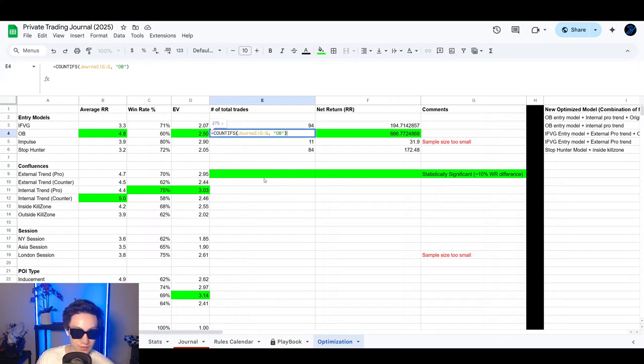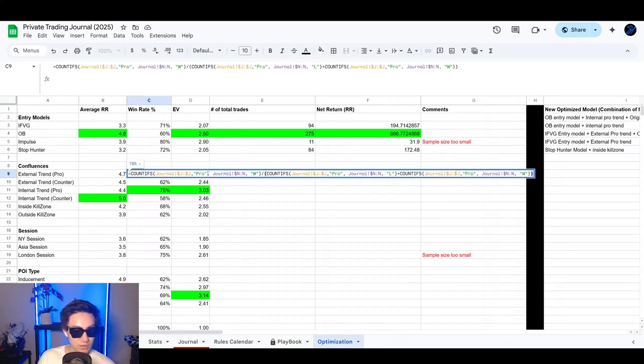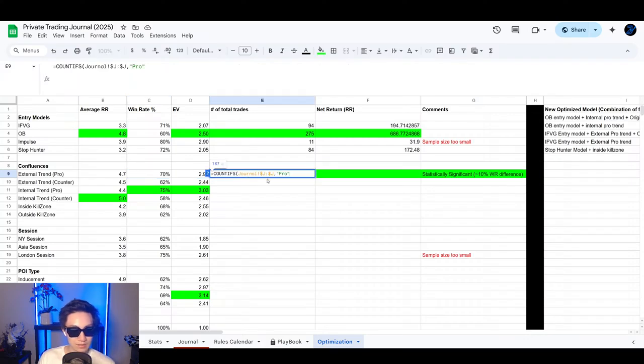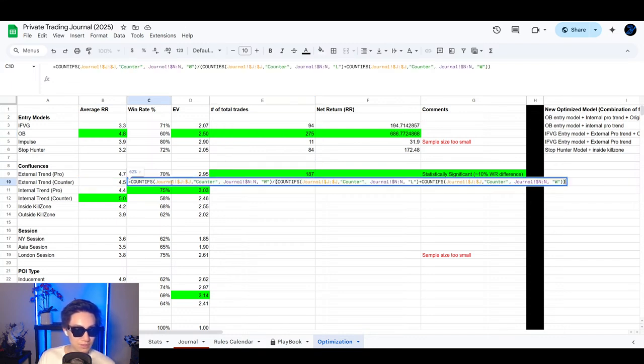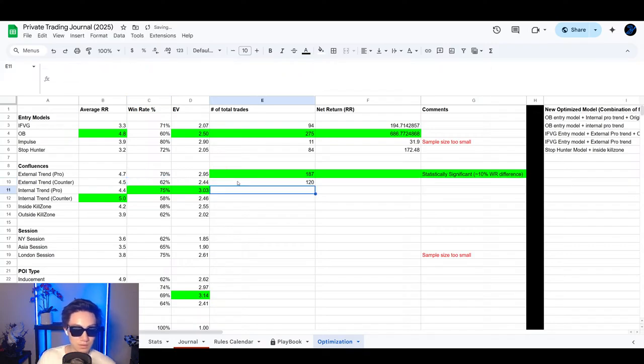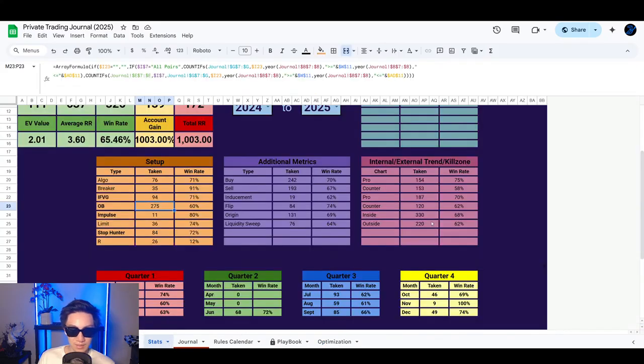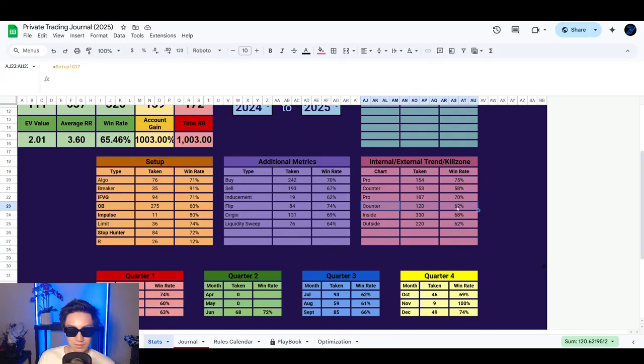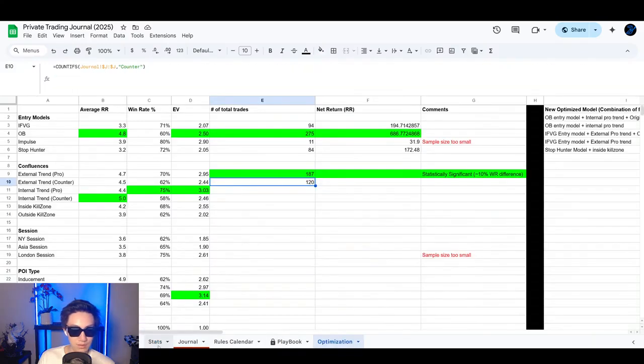And we'll just do COUNTIFS real quick for these other ones here. I think there should be an easier way to do this quickly. Yeah, we can just do it like this. So 187. And then that's average. We just want to count here. So this is 120, external trend taking counters. Is this right? Yes, it is. 120. 187. Yep, that's correct.